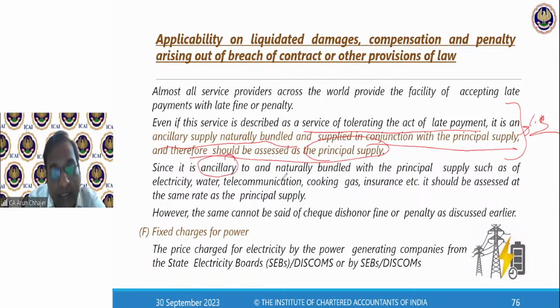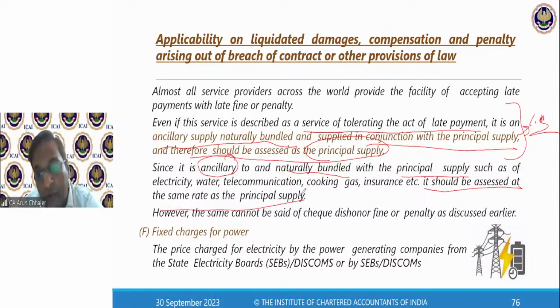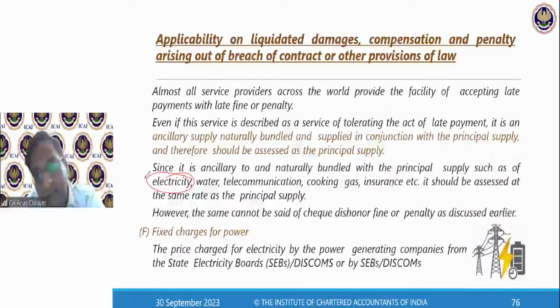Since it is ancillary and naturally bundled with the principal supply such as electricity, water, telecommunication, cooking gas, insurance, it should be assessed at the same rate as applicable to the principal supply. So let me give you an example. Suppose it is an electricity bill, which is to be paid by a particular date, and the recipient has not made the payment within time. So he is giving an additional amount to the electricity company.